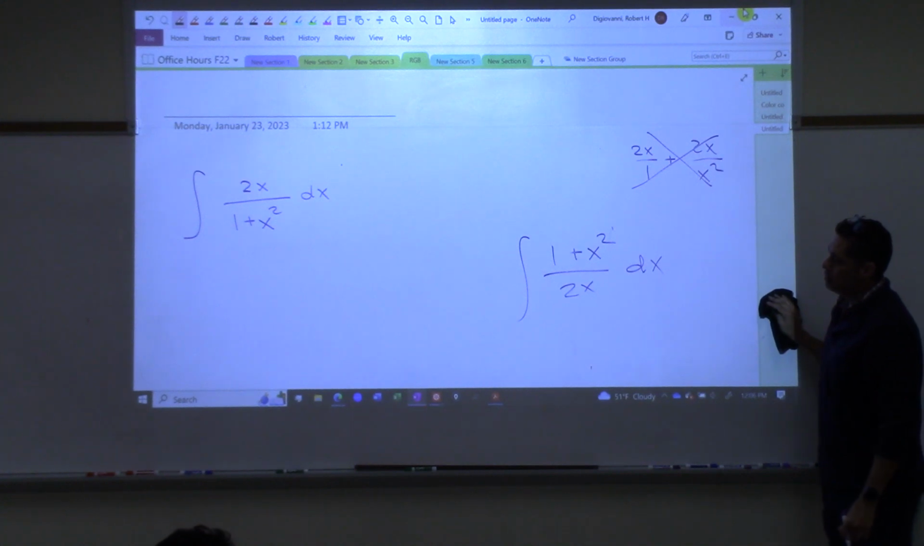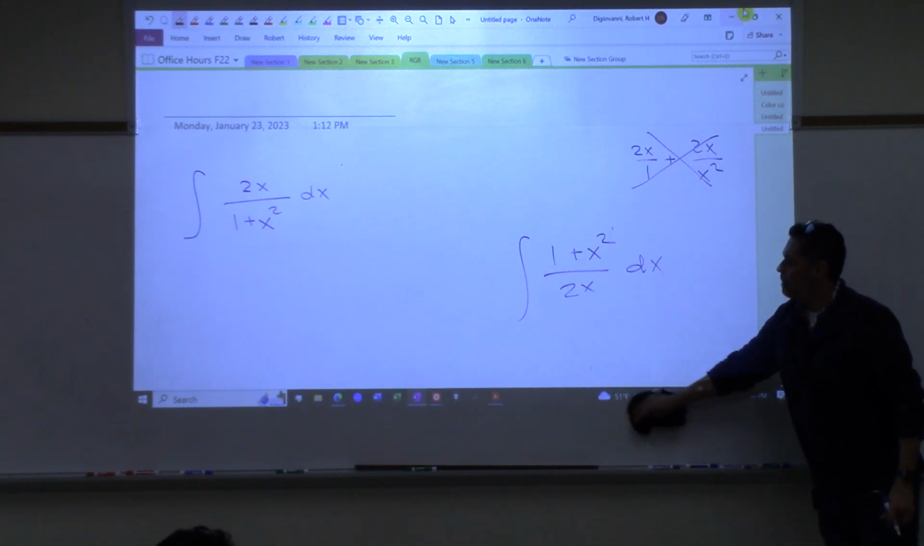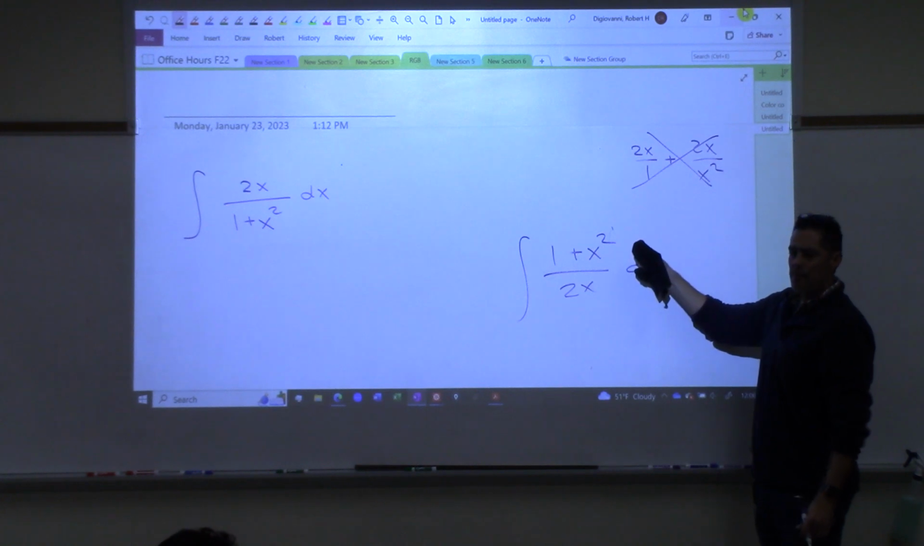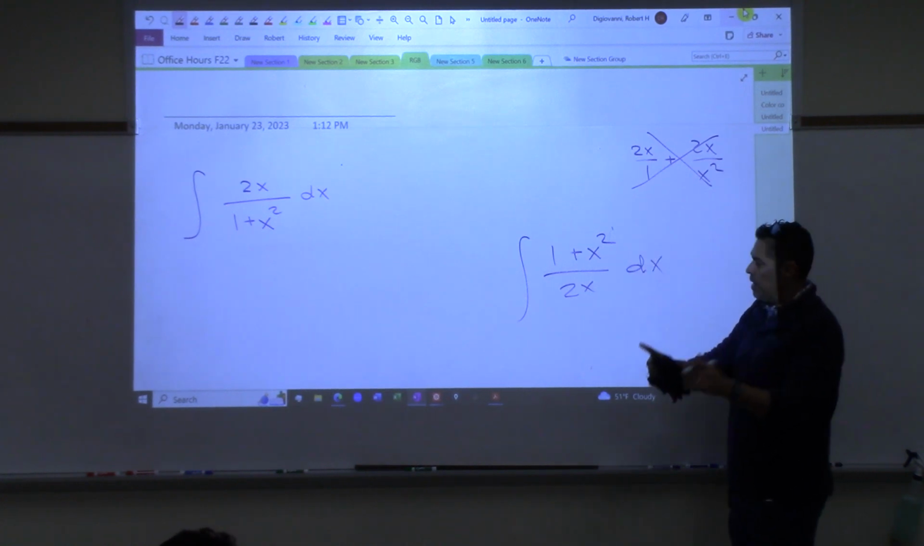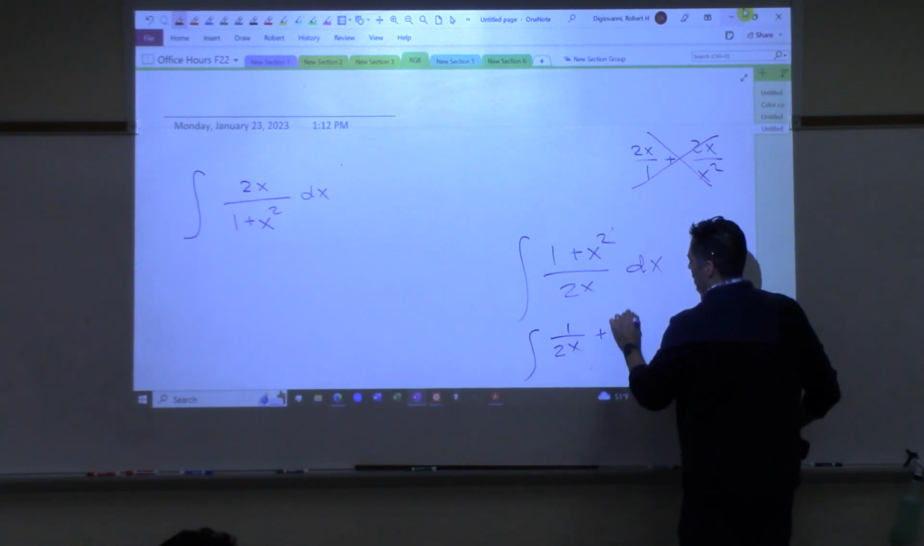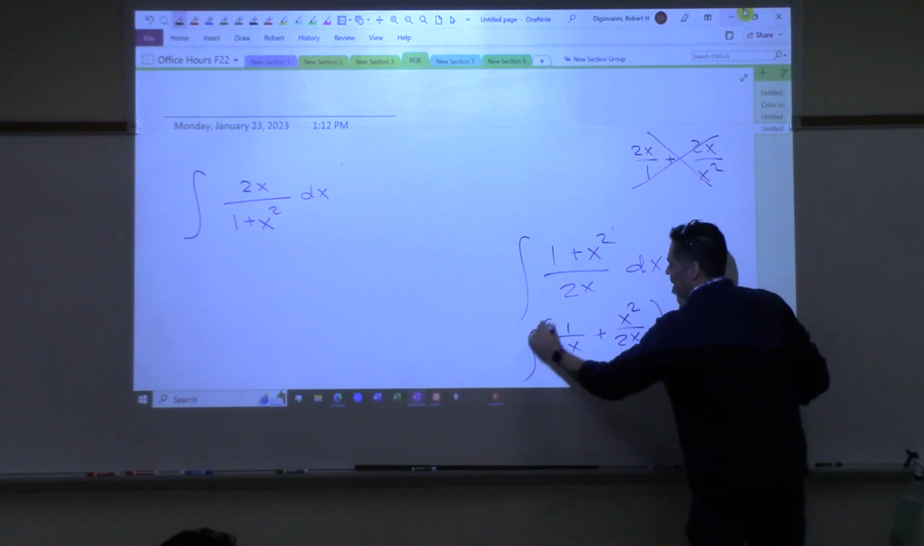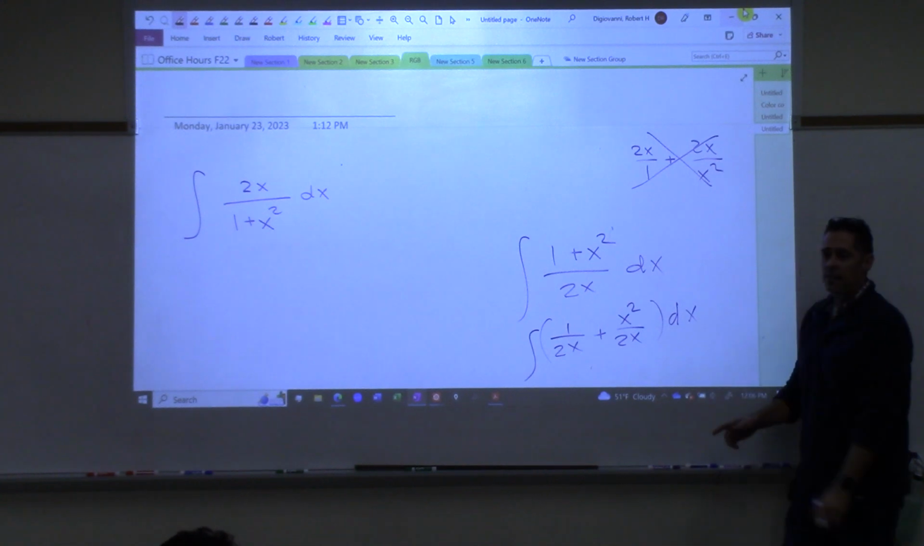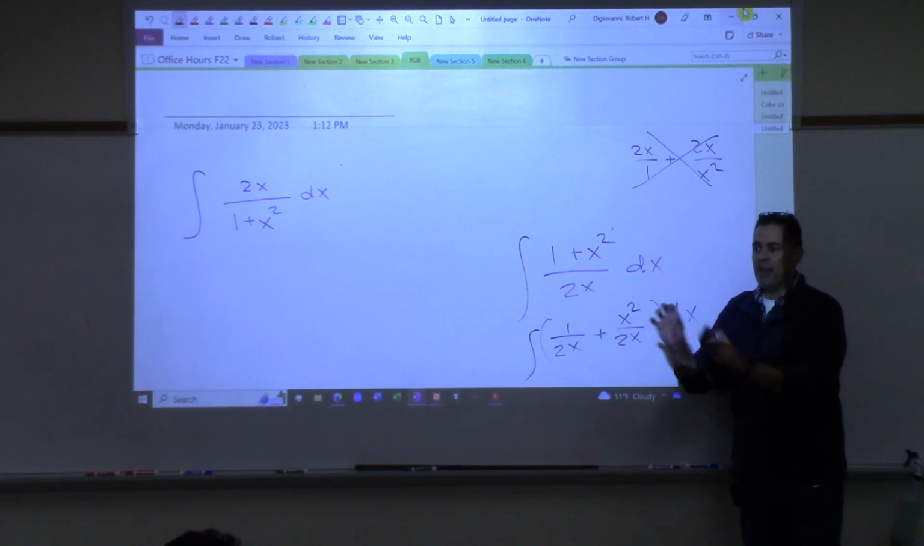Basically, wouldn't you get 2x to the negative 1 plus? Bring this up. Yeah. That algebraically would be okay, but me personally, I would just split this into two fractions like this. To me, this makes the most clean sense. Am I allowed to do that? Two terms over 1, I can split it.